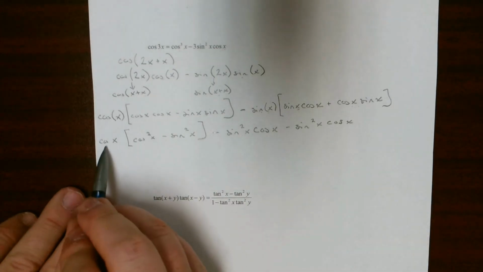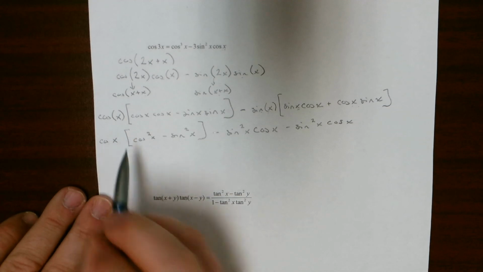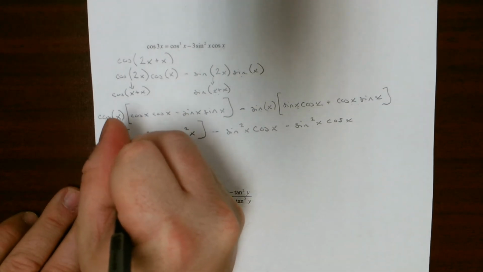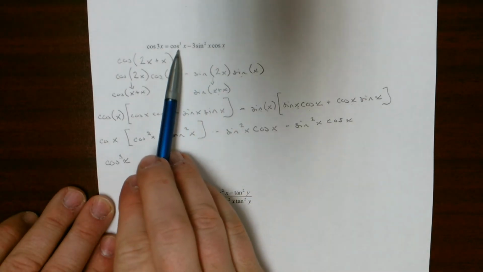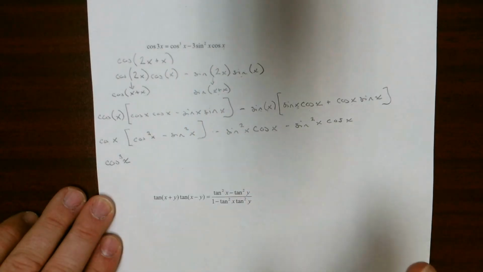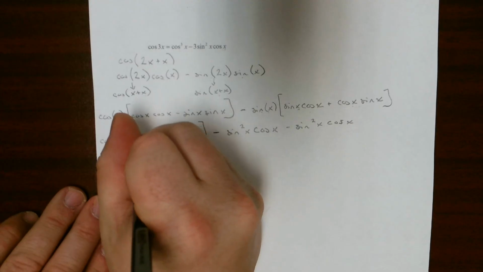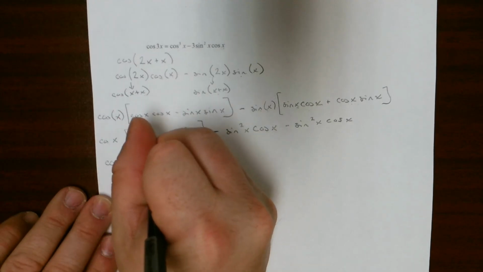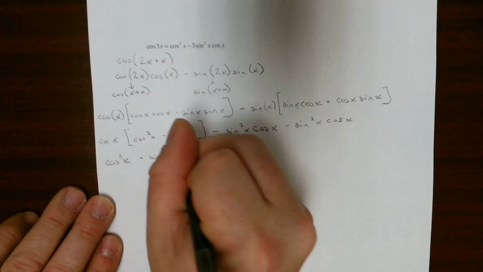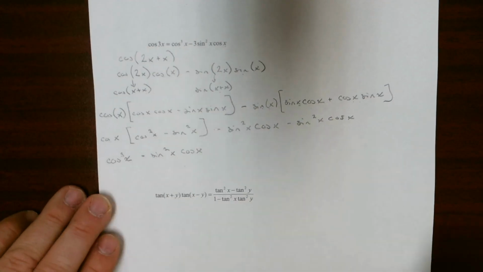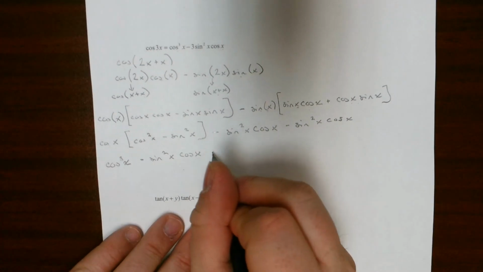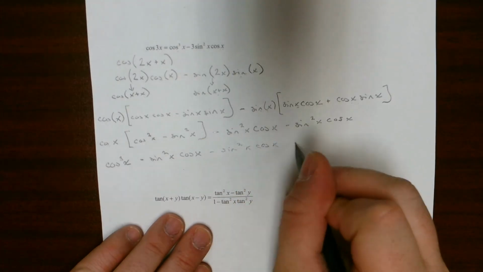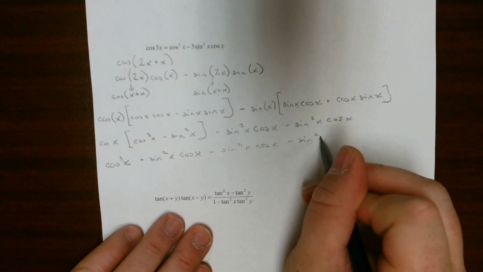Now if we distribute this cosine in, let's go ahead and do that. We're going to end up with a cosine cubed, which is very good because that's one of the things we were aiming for, minus, and then we have a cosine times a negative sine squared. So negative sine squared x cosine x, and we still have our other negative sine squared x cosine x here that we just won't touch for one step.